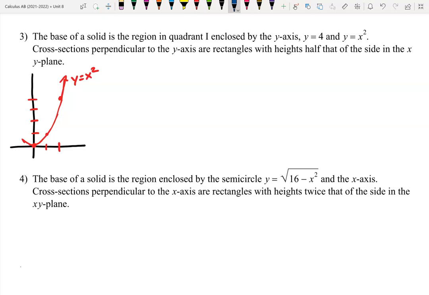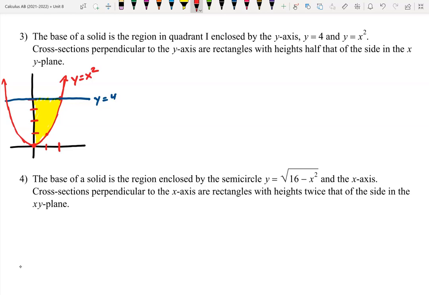And then it tells me that it's enclosed by the y-axis and the line y equals 4. So right here we have the horizontal line y equals 4. So the area that we're looking at is going to be this area right here. And I know it's that area, even though my parabola does go and cross over there. Are we looking at that left area? No, just the right area, because we're enclosed by the y-axis, and it tells us that we're in quadrant 1.